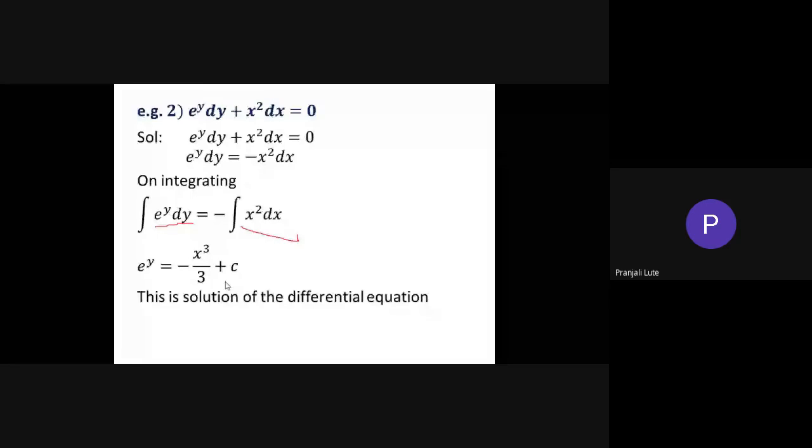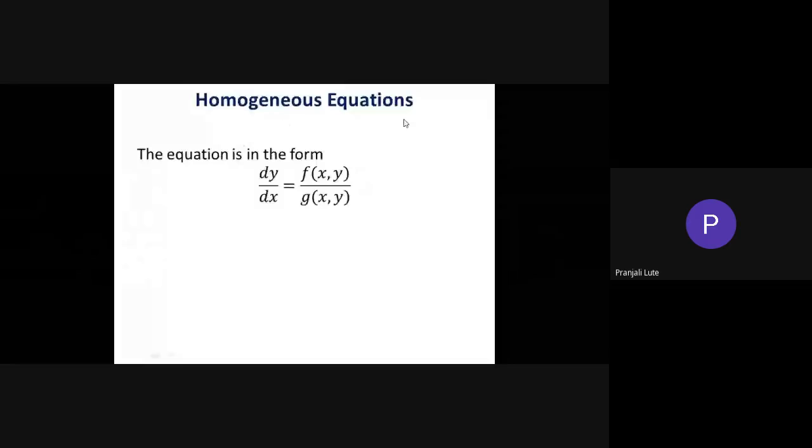Next, the homogeneous differential equation. A differential equation in the form dy by dx equal to f of x, y upon g of x, y is called a homogeneous differential equation, meaning the numerator and denominator terms both have the same degree. So how to solve such equations? Put y equal to vx or x equal to vy according to your choice.